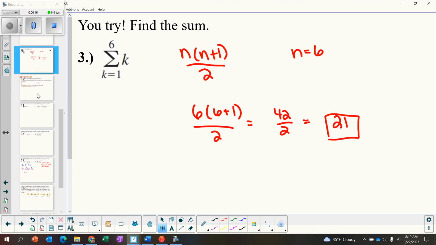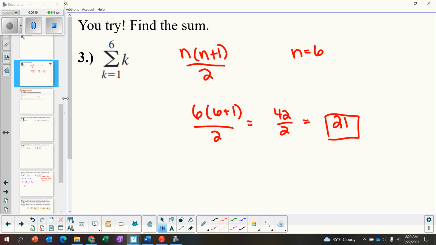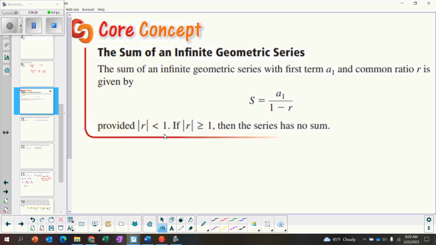So if you remember when we first started writing the summation notation, we could have a finite series where we had a stopping point, but we could also have an infinite one. It's actually possible to find the sum of an infinite series as long as it is a geometric series and the common ratio is less than 1. If it's greater than 1, the series has no sum. But if the absolute value is less than 1, then we can find the sum, and it's going to be found by taking a sub 1 over 1 minus r.